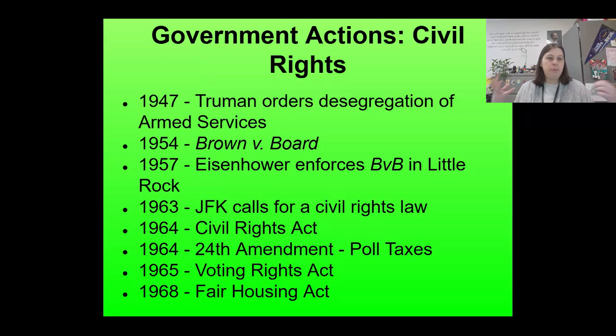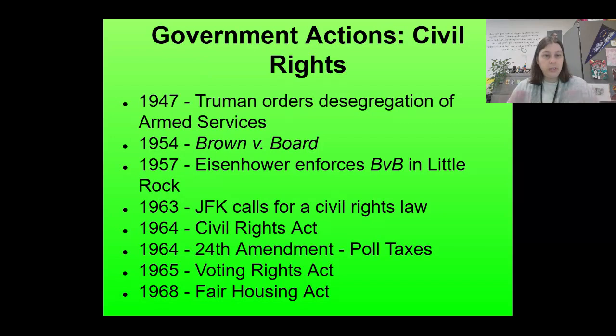Last pretty big piece of civil rights legislation from this era is the Fair Housing Act. It's passed in 1968, largely in response to the assassination of Martin Luther King that spring. And what the Fair Housing Act does is officially outlaw redlining and other racially discriminatory practices in housing.